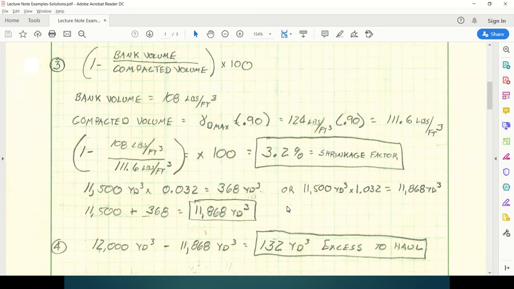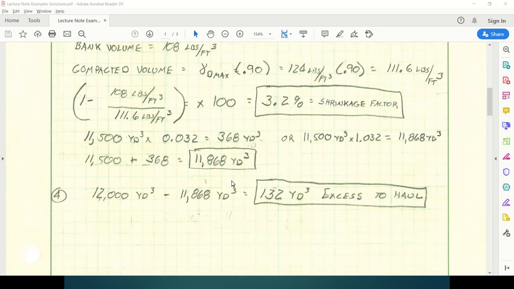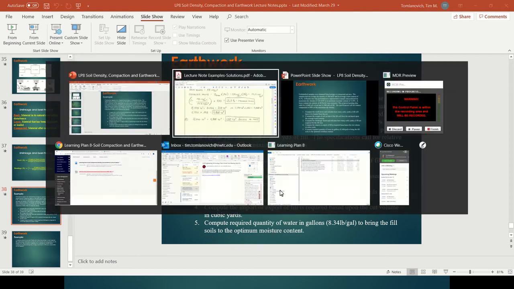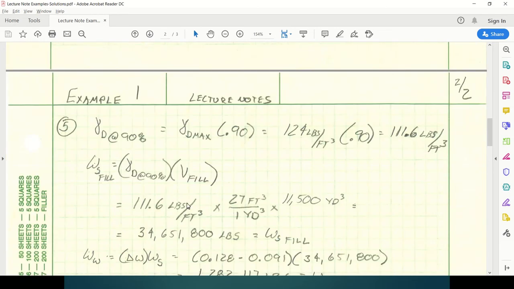And number 5, compute the quantity of water in gallons, at 8.34 pounds per gallon, to bring the fill soils to optimum water content or moisture content. All right. Number 5. So my gamma D at 90% is 111.6 pounds per cubic foot, 90% of my maximum dry density according to the Proctor.